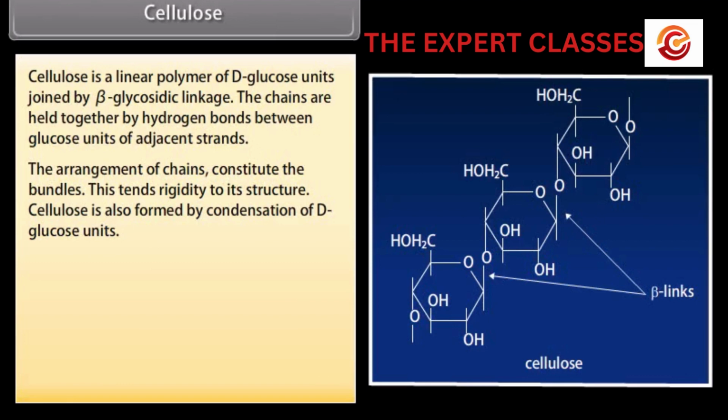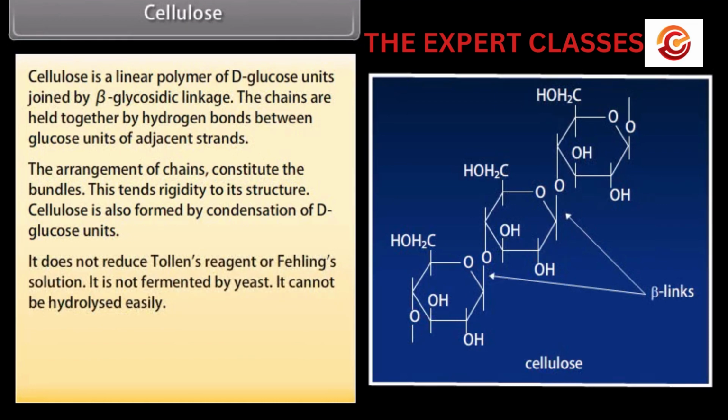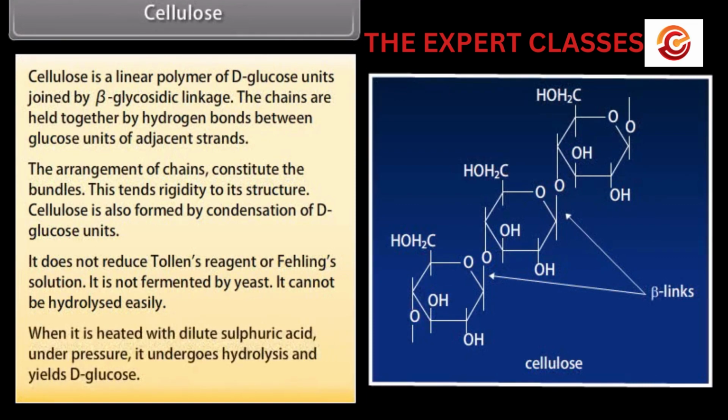Cellulose is also formed by condensation of D-glucose units. It does not reduce Tollens reagent or Fehling's solution. It is not fermented by yeast. It cannot be hydrolyzed easily. When it is heated with dilute sulfuric acid under pressure, it undergoes hydrolysis and yields D-glucose.